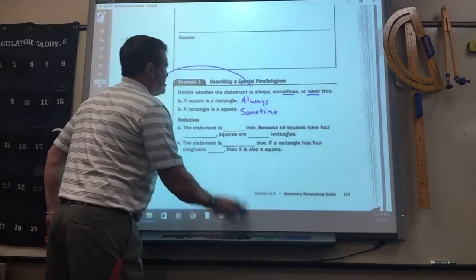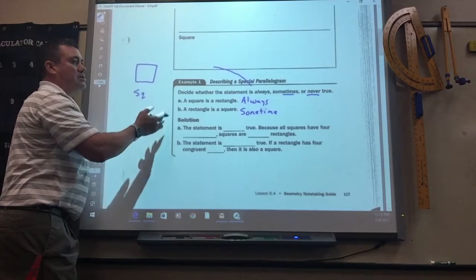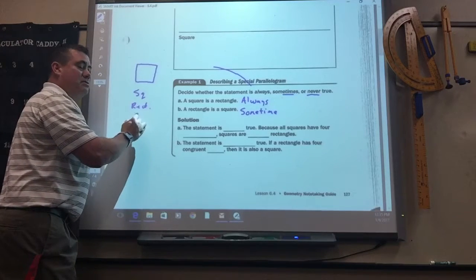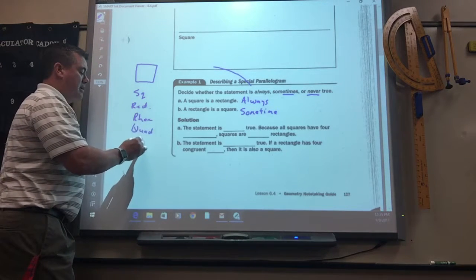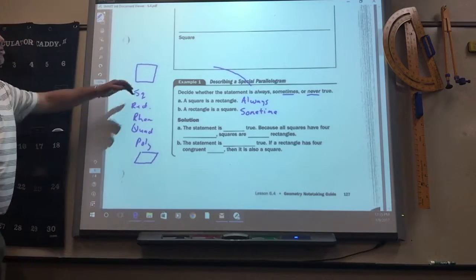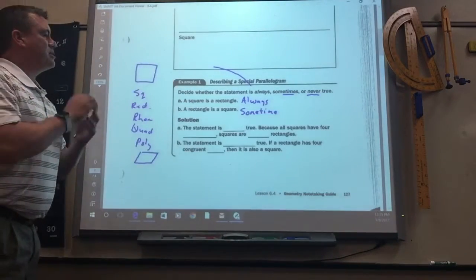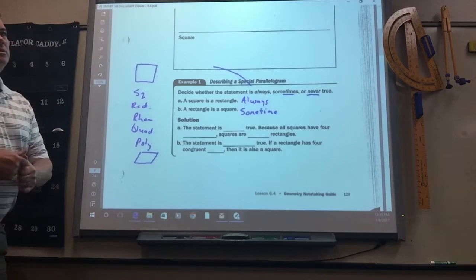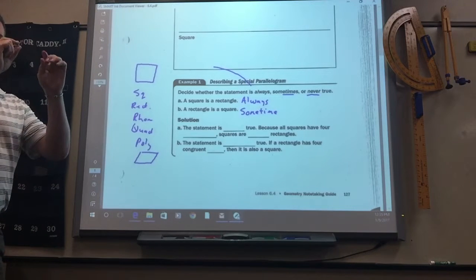Now when you're naming figures like this, if you had a square, there's many things you could call it. Square is the best. But you could call it a rectangle. You could call it a rhombus. You could call it a quadrilateral. And you could call it a polygon. And you could call it a parallelogram, right? Okay. But square is the most descriptive name. So if you had a square, you could call it any one of these things. But if you had a rhombus, it could sometimes be a square. Again, the only time it would be is if they're all 90 degrees.